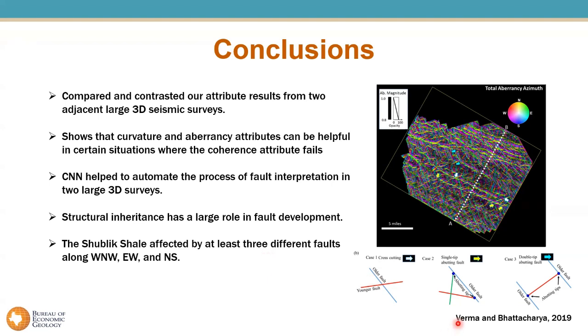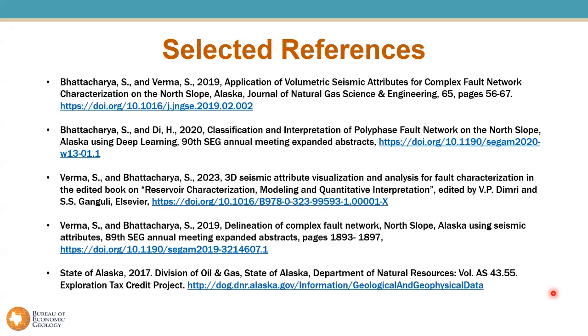And this is the example I was talking about, these different kinds of abutting relationships, like single tip abutting and double tip abutting relationships, which we could identify based on these aberrancy structures. We have published this work in the AAPG conferences and other journals, and these are all available online.